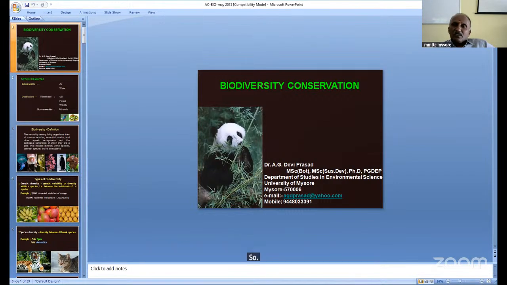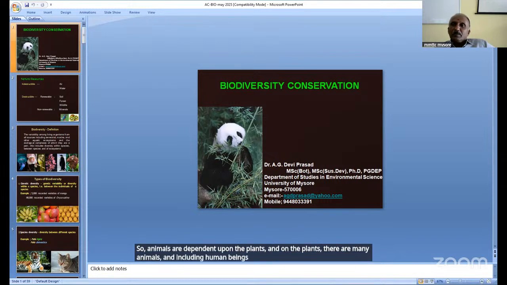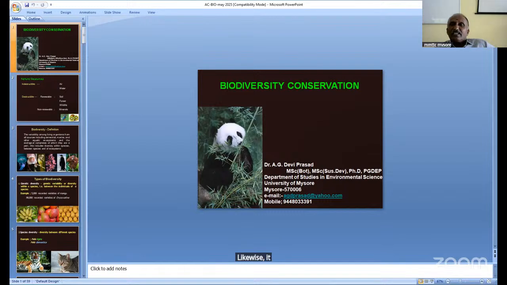Animals are dependent upon plants, and including human beings, we are dependent. And if you are a carnivore or a non-vegetarian, you are dependent upon another animal, and that animal is in turn dependent upon the plants. Likewise, it is a sort of interconnecting network that is present among the living entities in an ecosystem.